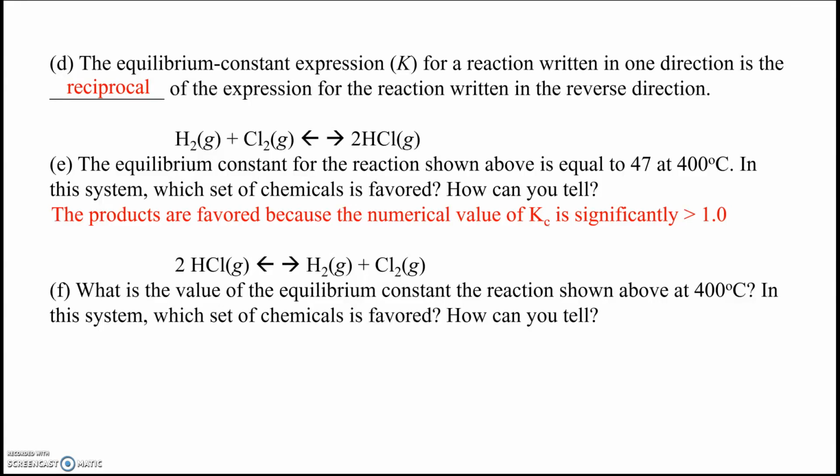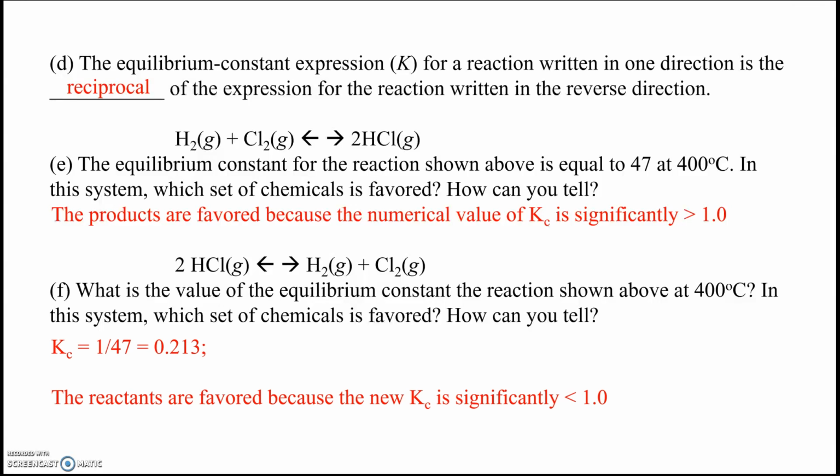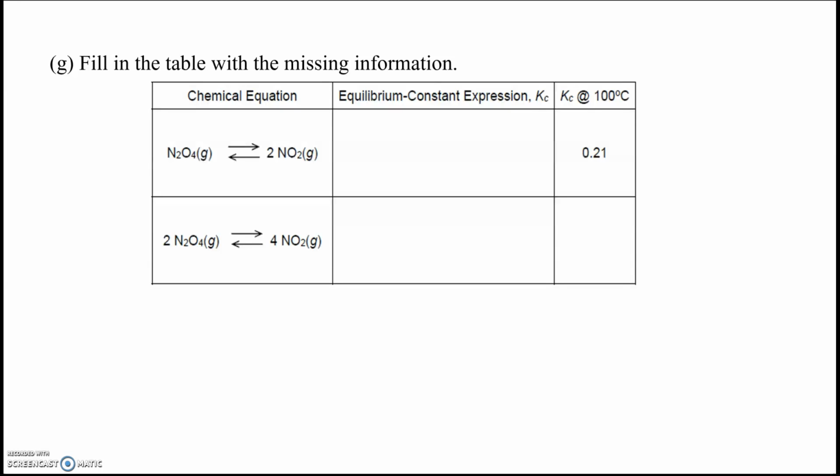Now, question F says, what's the value of the equilibrium constant in this reaction? Well, a look at this reaction shows it's the same as the first reaction, only it's written backwards, or the reverse of this reaction. So in the first one, the products are favored, so obviously in this one, Kc will be the reciprocal of 47, which will be 0.213. And now we can say that the reactants are favored because my Kc is now less than 1.0.